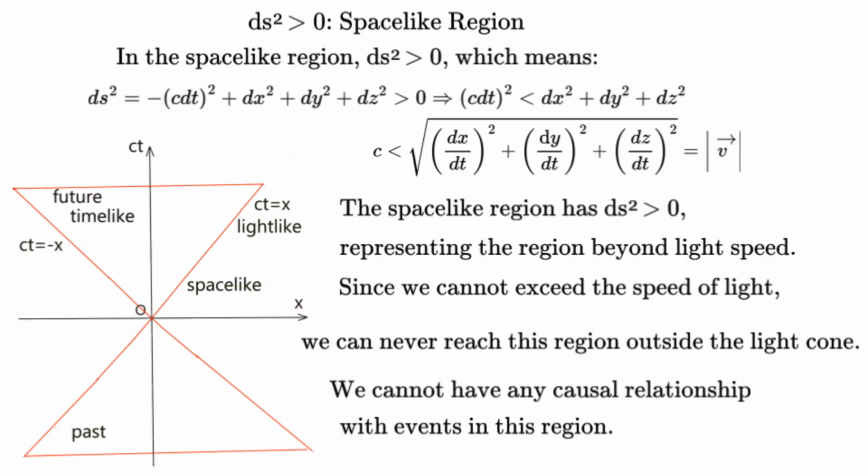Space-like region. In the space-like region, ds squared is greater than 0, representing the region beyond light speed. Since we cannot exceed the speed of light, we can never reach this region outside the light cone. We cannot have any causal relationship with events in this region.